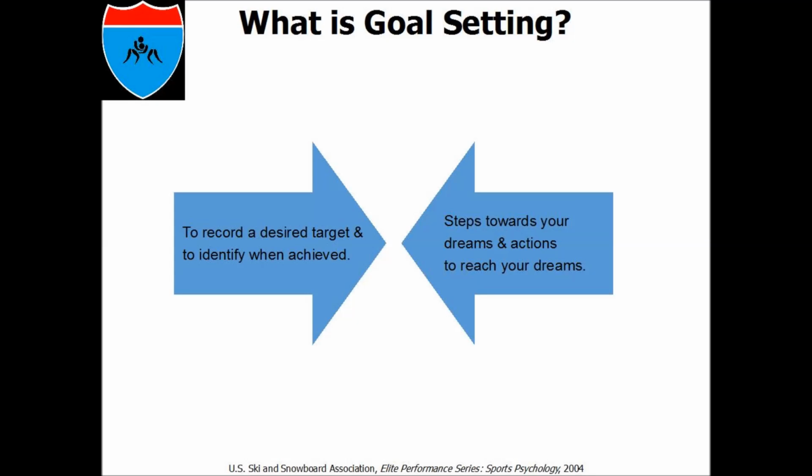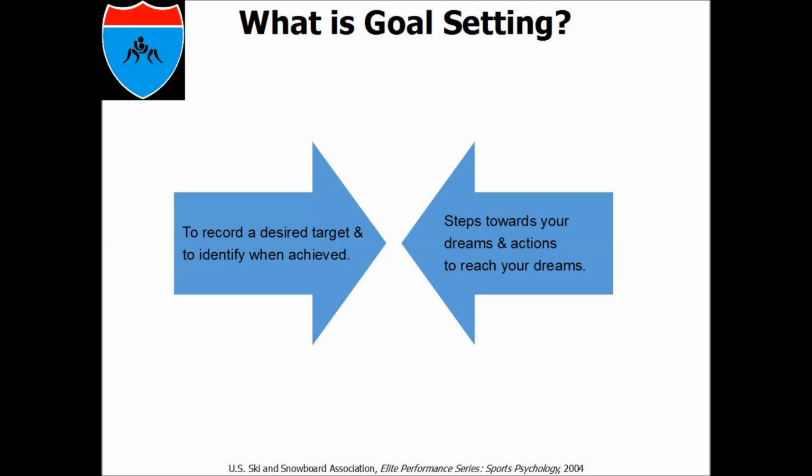What is goal setting? There are kind of two definitions pointing at each other, and they both indicate what a goal is: to record a desired target and to identify when achieved, steps towards your dreams, and actions to reach your dreams. So there are several different concepts going on there.